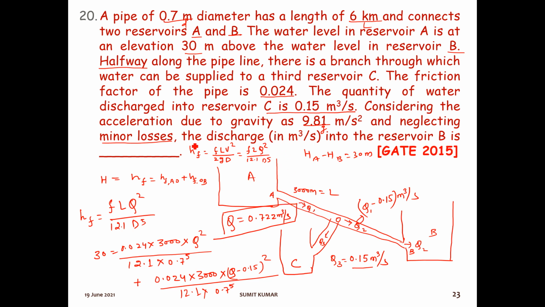But in the question it is asking the discharge into the reservoir B, correct? For the reservoir B, here we can see the discharge is how much? Q minus 0.15. So the discharge is 0.722 minus 0.15, and it will come as how much? Just calculate it, you will get 0.572 meter cube per second. So this will be your correct answer.